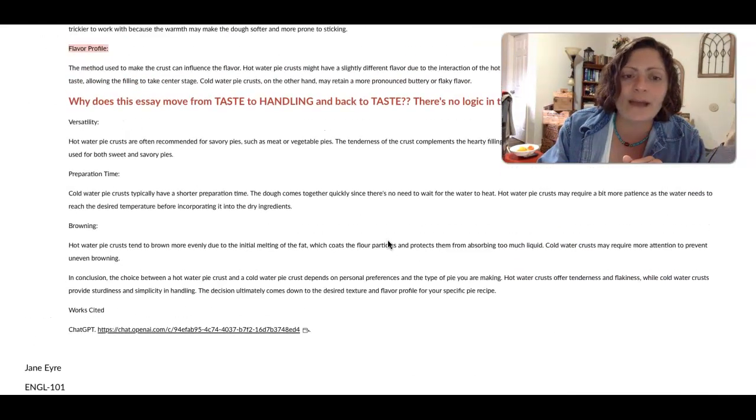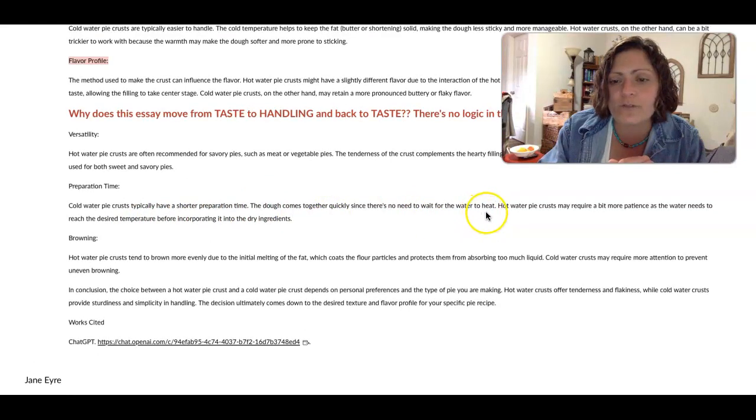Because if you go back to the ChatGPT essay, although some of its facts are right, in preparation time it says a cold water pie crust typically have a shorter preparation time. The dough comes together quickly and there's no need to wait for the water to heat. Hot water pie crust may require a bit more patience as the water needs to reach the desired temperature before incorporating into the dry ingredients.